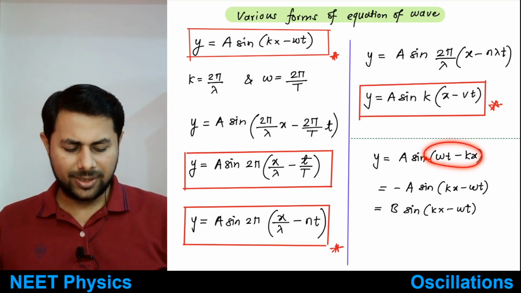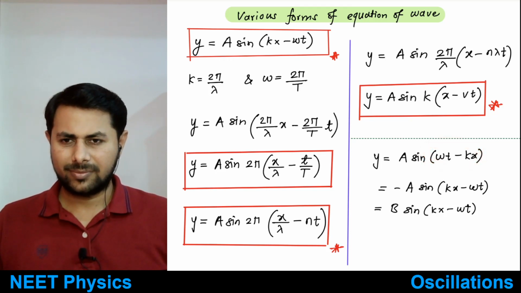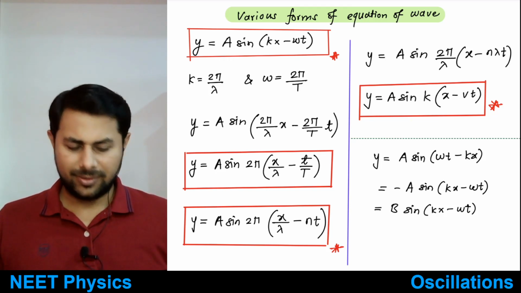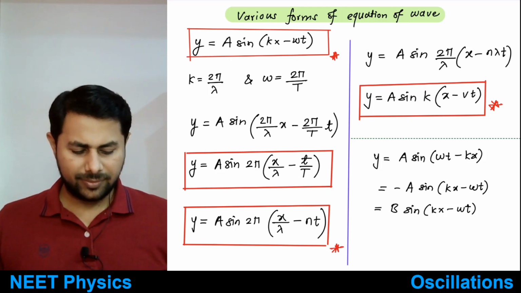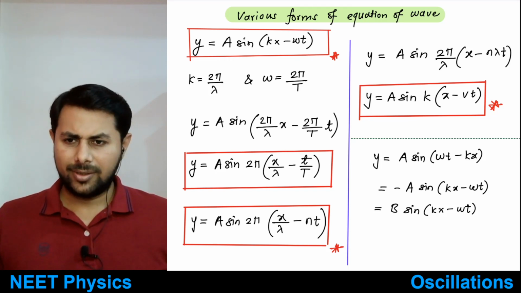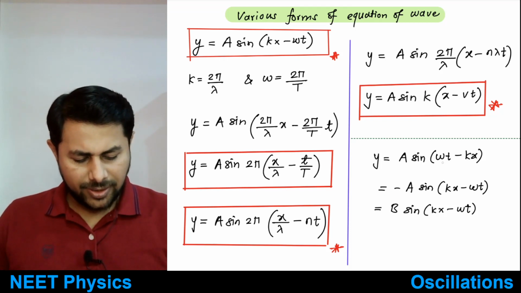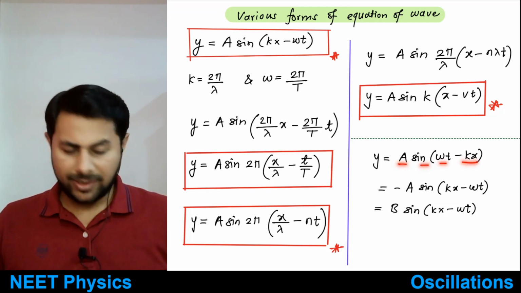In what direction is this wave traveling? Positive x direction, right? It is traveling in positive x direction, everyone. Okay, right? So we can see it here. So see, this is sine of omega t minus kx.